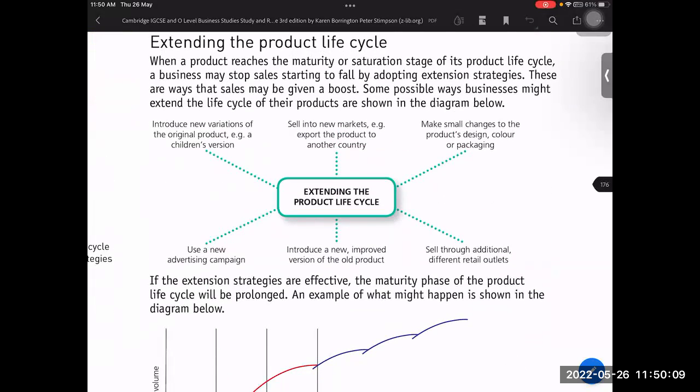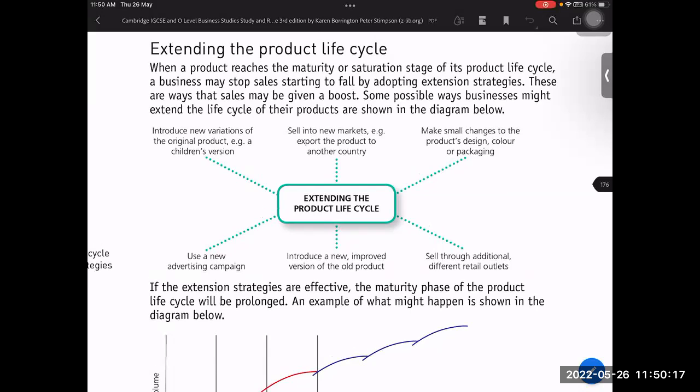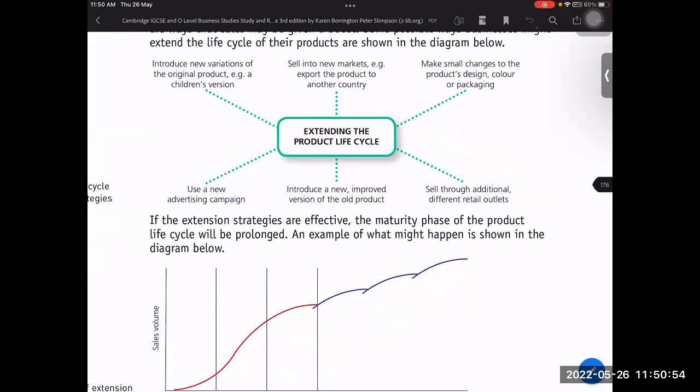Extending the product life cycle. When a product reaches the maturity or saturation stage of its product life cycle, a business may stop sales starting to fall by adopting an extension strategy. These are ways that sales may be given a boost. Some possible ways businesses might extend the life cycle of their products are shown in the diagram. Introduce new variations of the original product, for example, a children's version or a video game version of the movie.